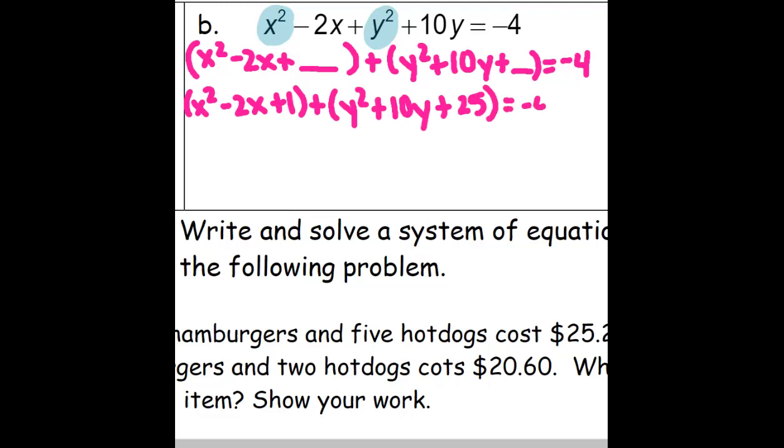I had a negative 4. Remember, I added the 1. I added the 25. So I'm going to add 1 and 25. So really, I'm going to add a 26.